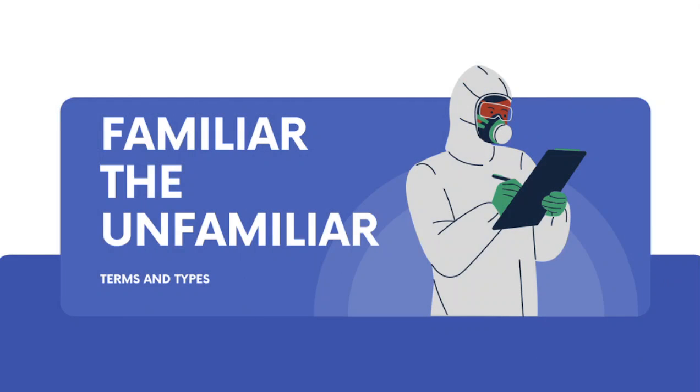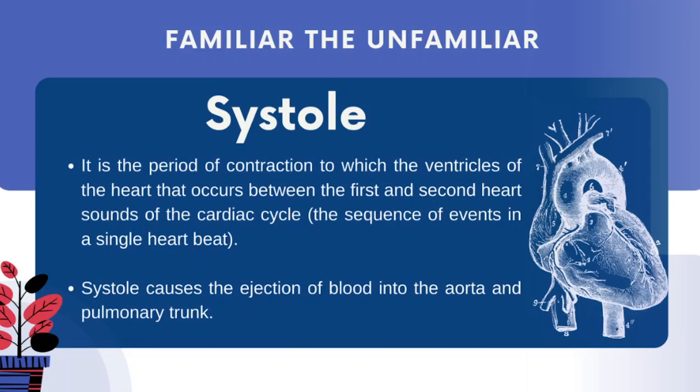Hi, I'm Shane. I'm going to discuss systole. It is the period of contraction of the ventricles of the heart that occurs between the first and second heart sounds of the cardiac cycle, the sequence of events in a single heartbeat. Systole causes the ejection of blood into the aorta and pulmonary trunk.